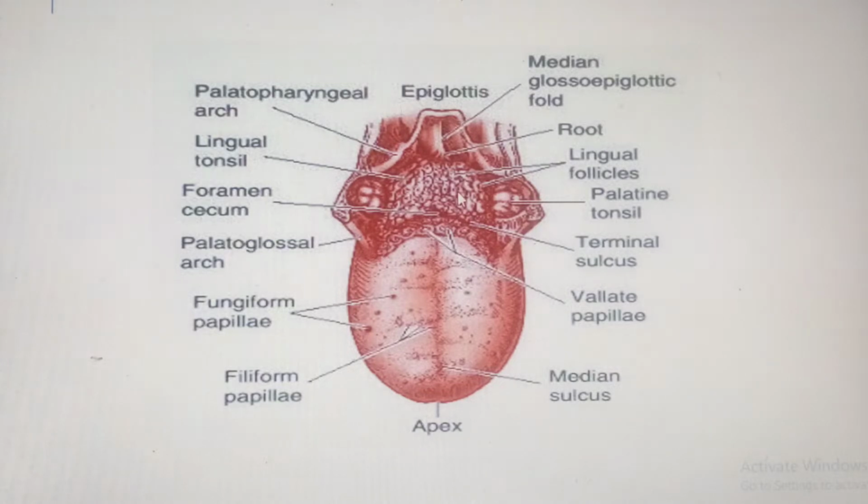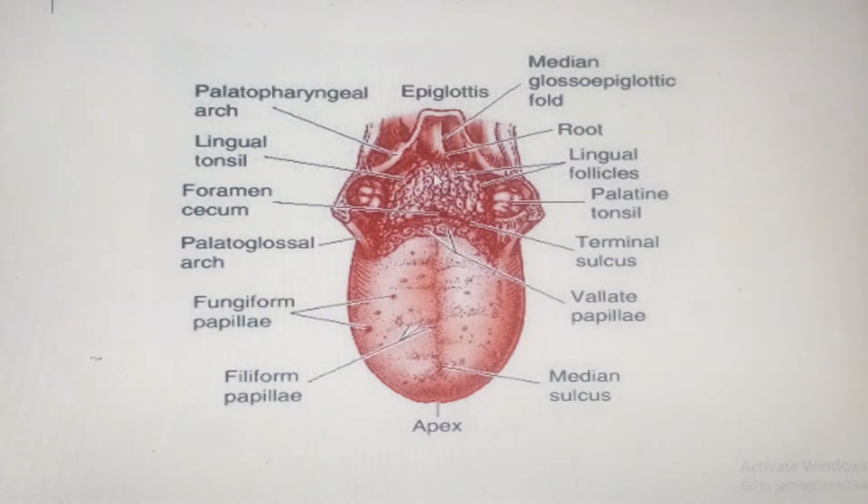which we are talking about the root of the tongue, we have these mucosal elevations over here, giving this cobblestone-like appearance. That is what we call the lingual follicles. Okay, these mucosal elevations over here.